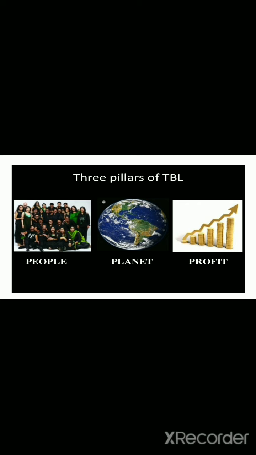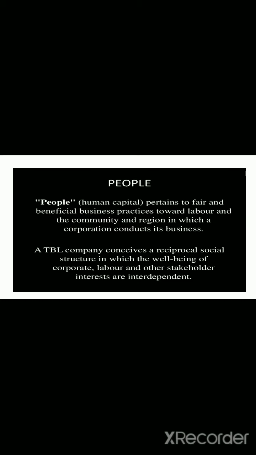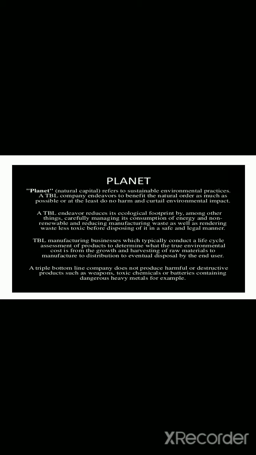There are three pillars of TBL. The first pillar is people, the second one is planet, and the third one is profit. These are the three pillars we have to see briefly. First one is people. People means human capital, and this pertains to fair and beneficial business practices towards labor and the community and the region in which a corporation conducts its business. A TBL company conceives a reciprocal social structure in which the well being of corporate, labor, and other stakeholder interests are interdependent. Second one is planet.